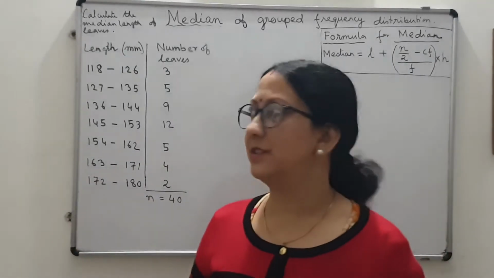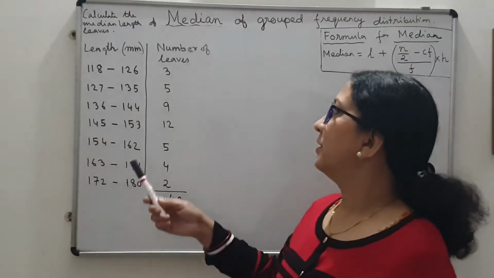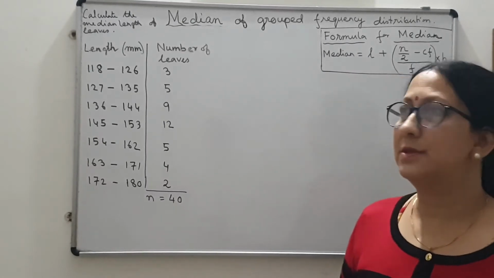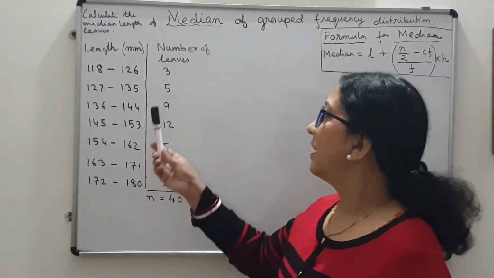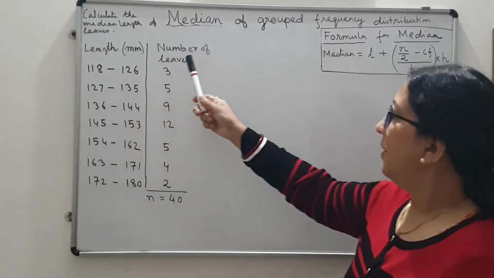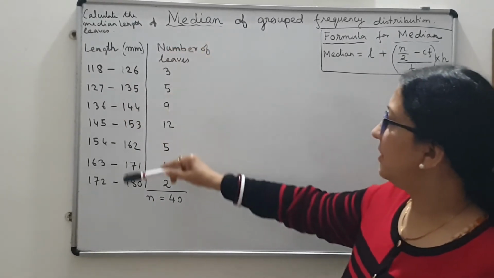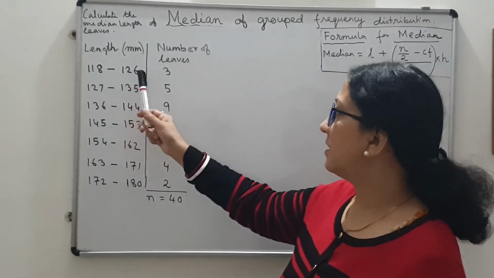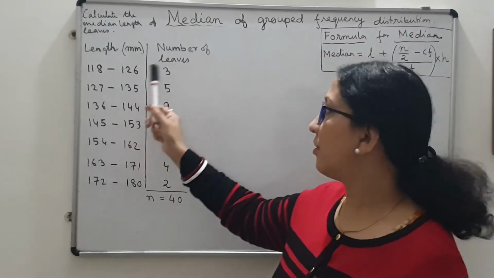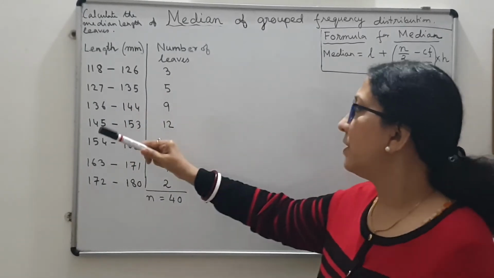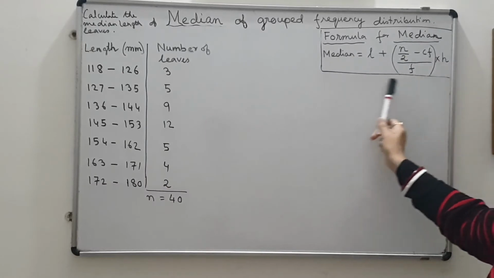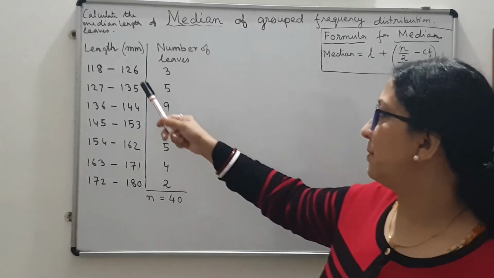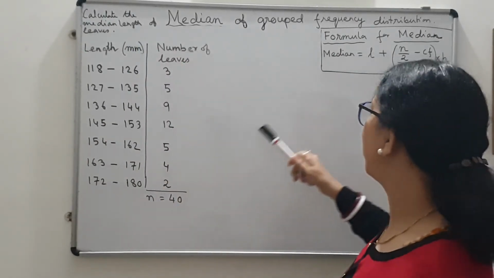Hi, now this question is about the frequency distribution of length of some leaves measured in millimeter. That is, you see, the length in millimeter here and the number of leaves. Now if you observe here, the classes are discontinuous, they are not continuous. As you know, this formula is valid for continuous classes. So in this case, we have to first make the classes continuous, then we can proceed.